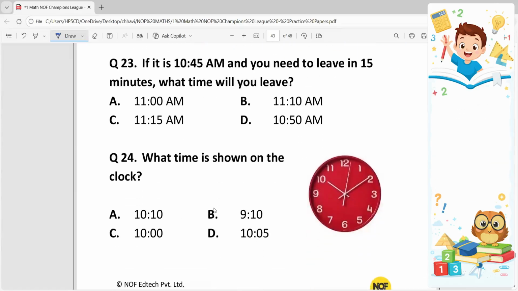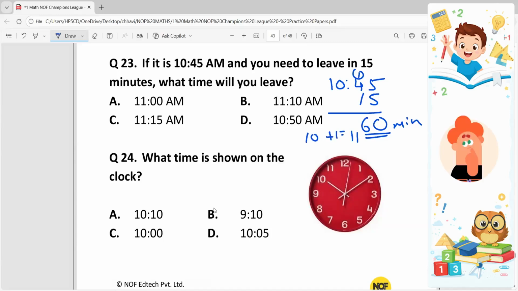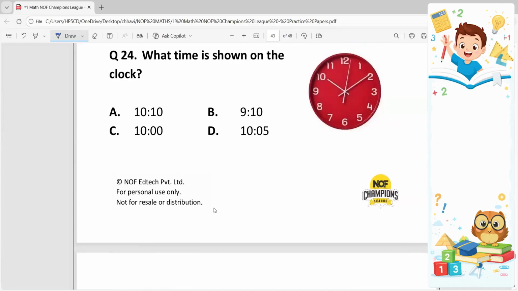23rd. If it is 10:45 a.m. and you need to leave in 15 minutes, what time will you leave? Now it's 10:45 and we have to leave in 15 minutes. So we will add 15 over here. It will be 10, 1 over here and 4, 5, 6. So 60 minutes is equal to 1 hour. That means it is 10 over here, so we will add 1 hour and that will be 11. So our correct answer has to be 11 a.m. and this is over here. So option A is the correct answer.